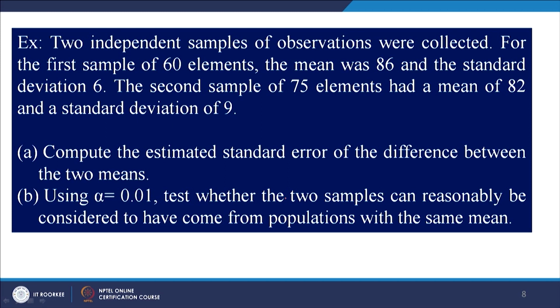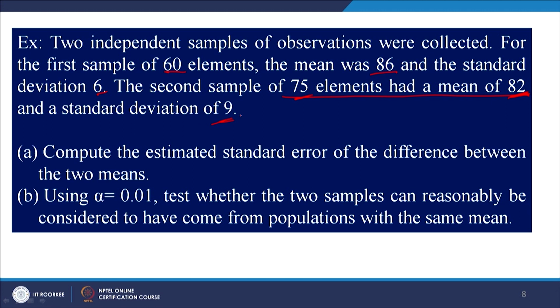Two independent samples of observations were collected. For the first sample of 60 elements, the mean was 86 and standard deviation was 6. The second sample of 75 elements had mean of 82 and standard deviation 9. So, if you look at this, sample size 60, mean is 86, sample size 75, mean is 82, and standard deviation 9.